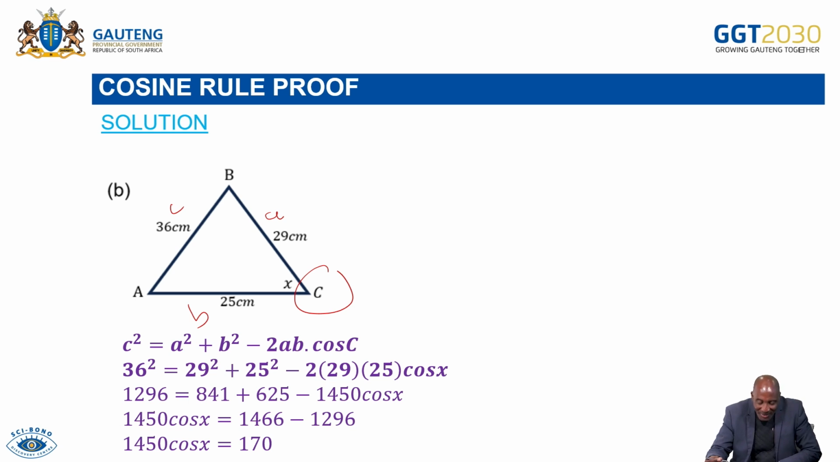Then we substitute until we replace our angle c, which is angle x. We replace that letter c with x. That's the size of that angle. It's unknown. Then from there, we manipulate our equation until we get to a point where we have 1450 cos x is equal to 170 degrees. What we have just done here is to change positions.